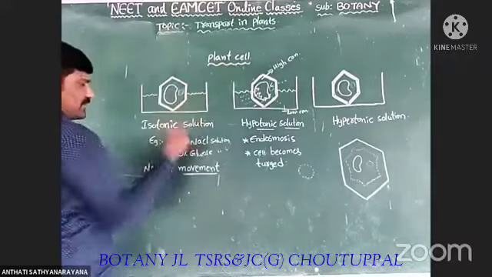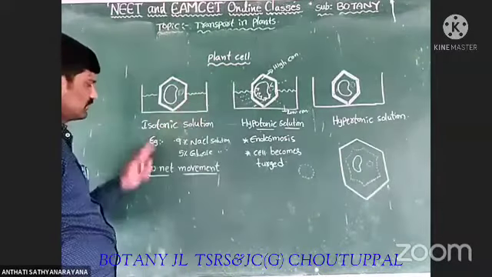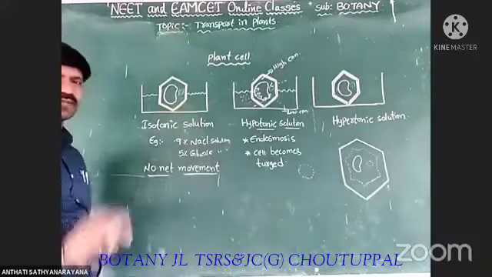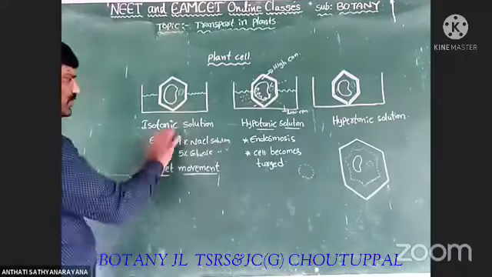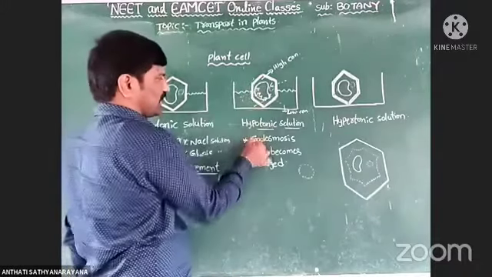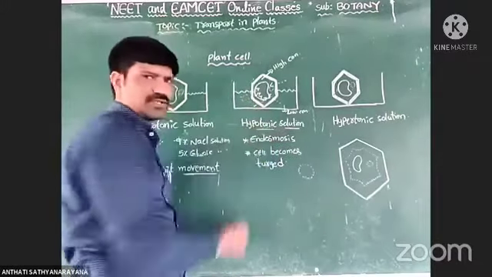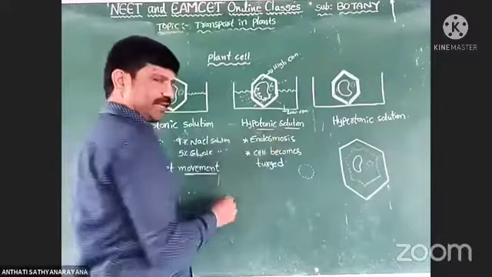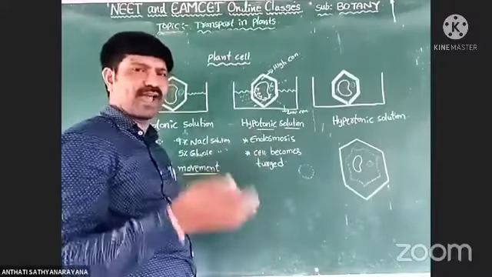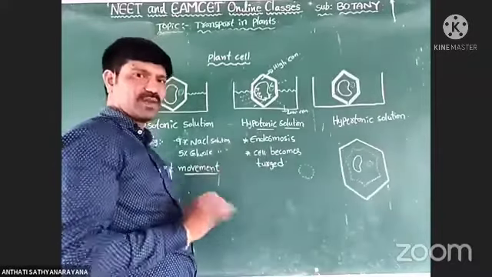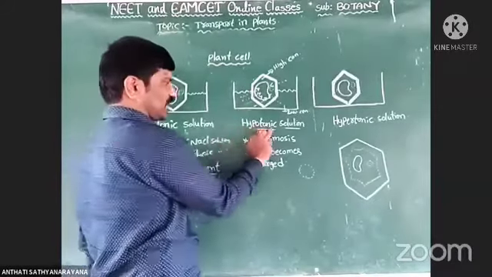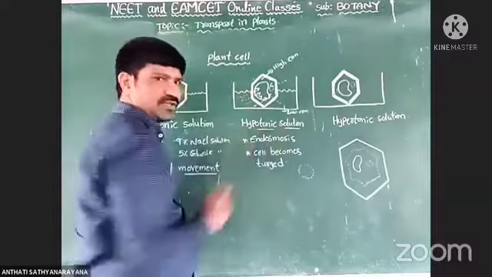When a plant cell is kept in isotonic solution, no net movement takes place because the two regions have the same concentration. Okay, that is isotonic solution. When a plant cell is kept in hypotonic solution, it means the cell's outside region has low concentration. Okay, that solution is called hypotonic solution.